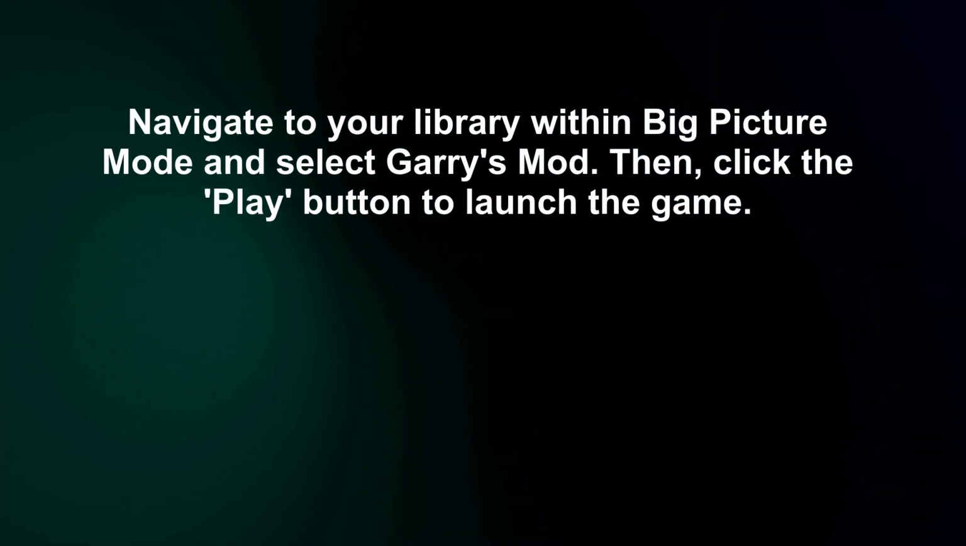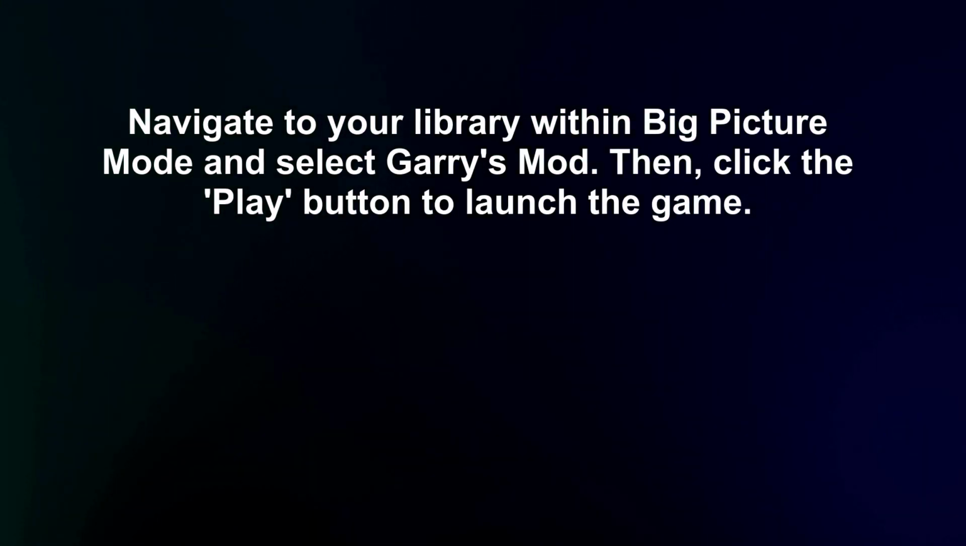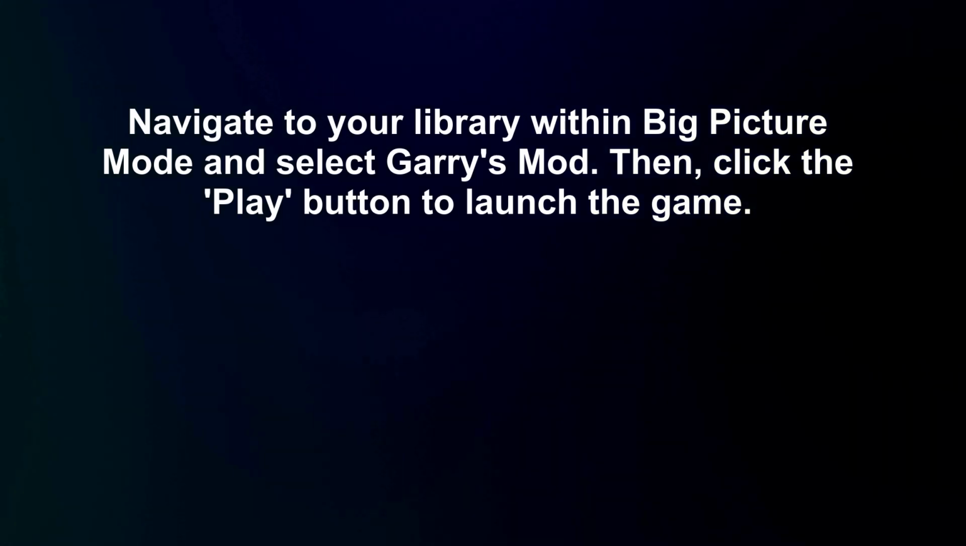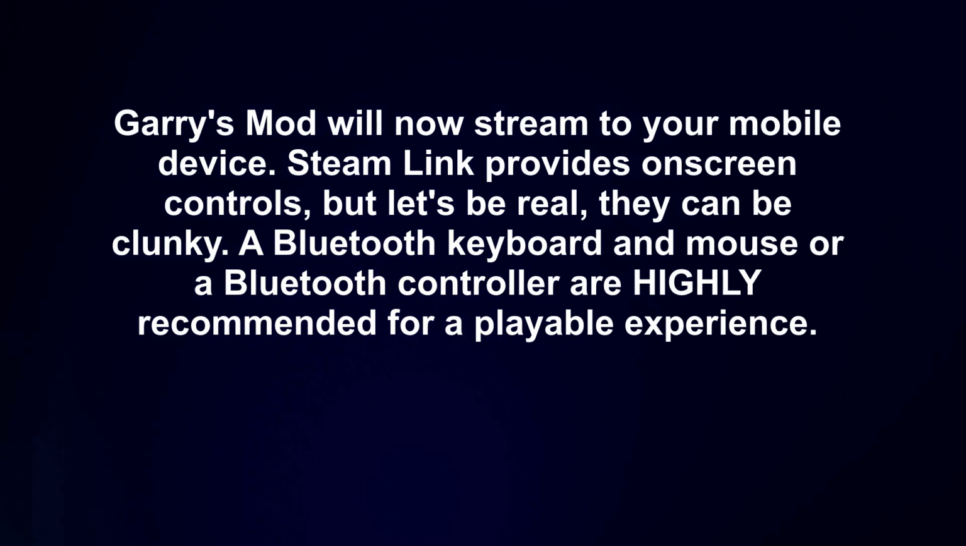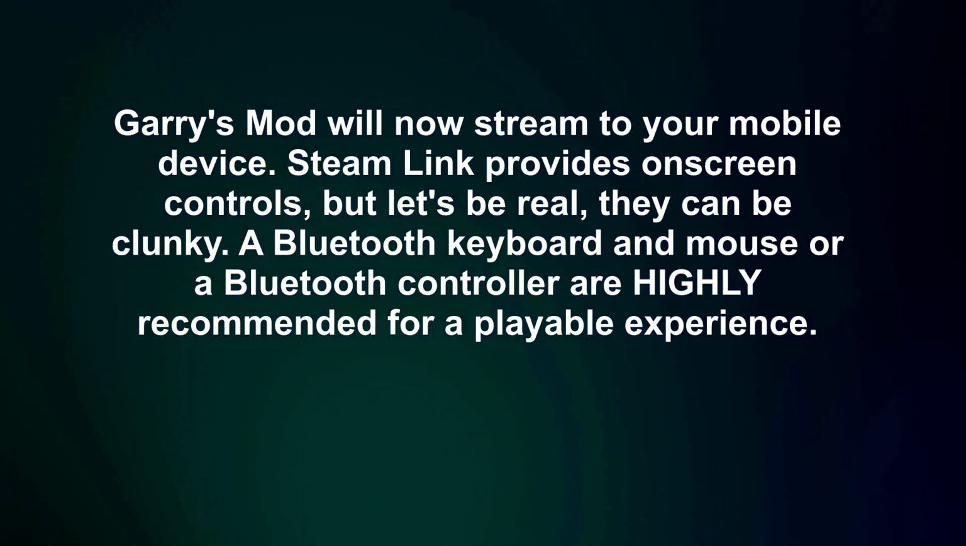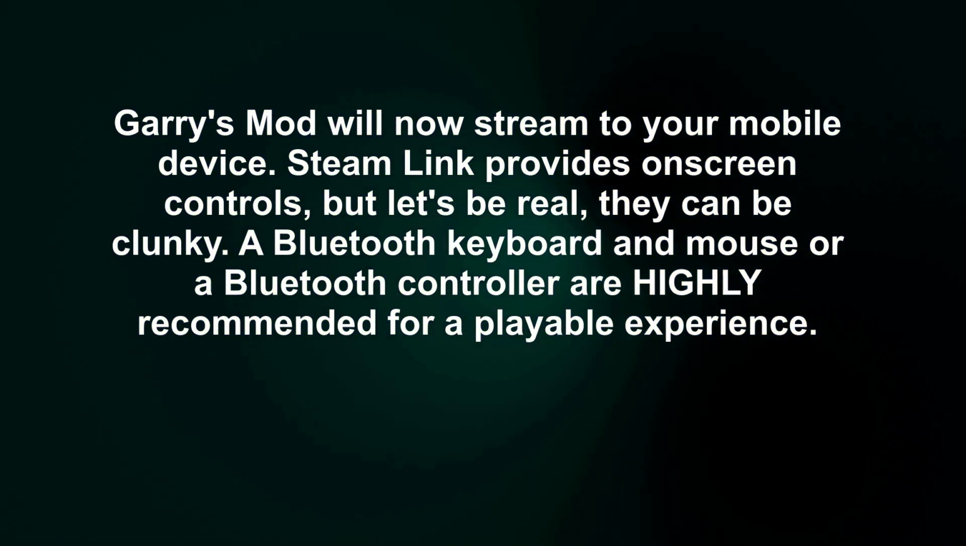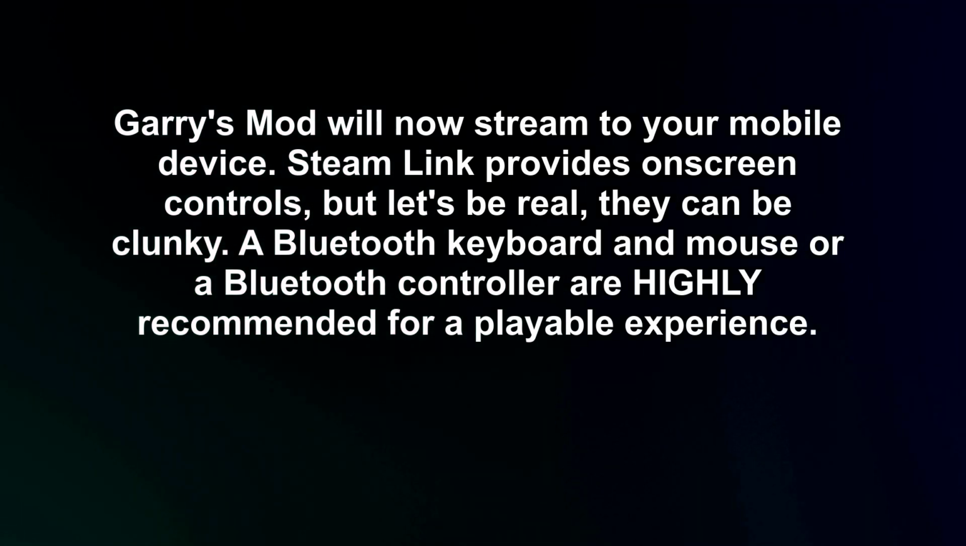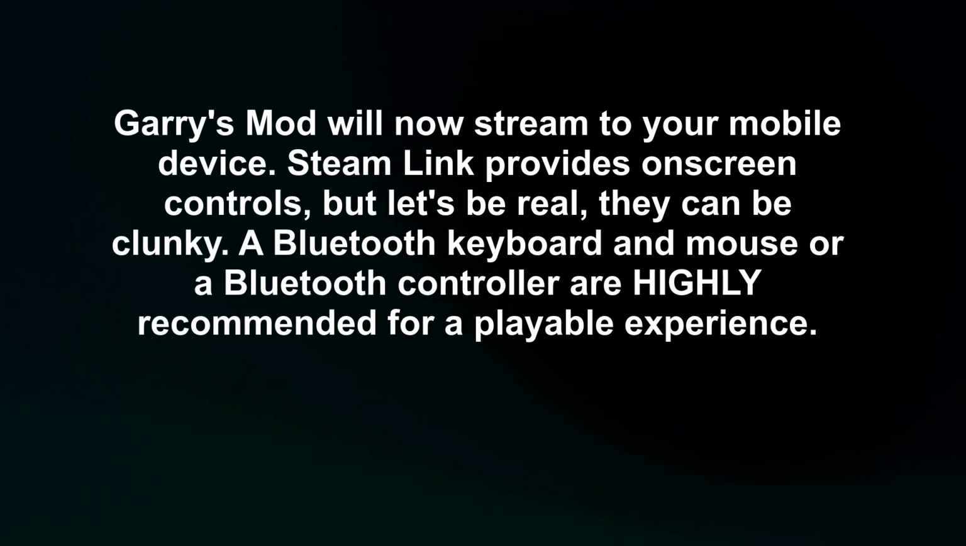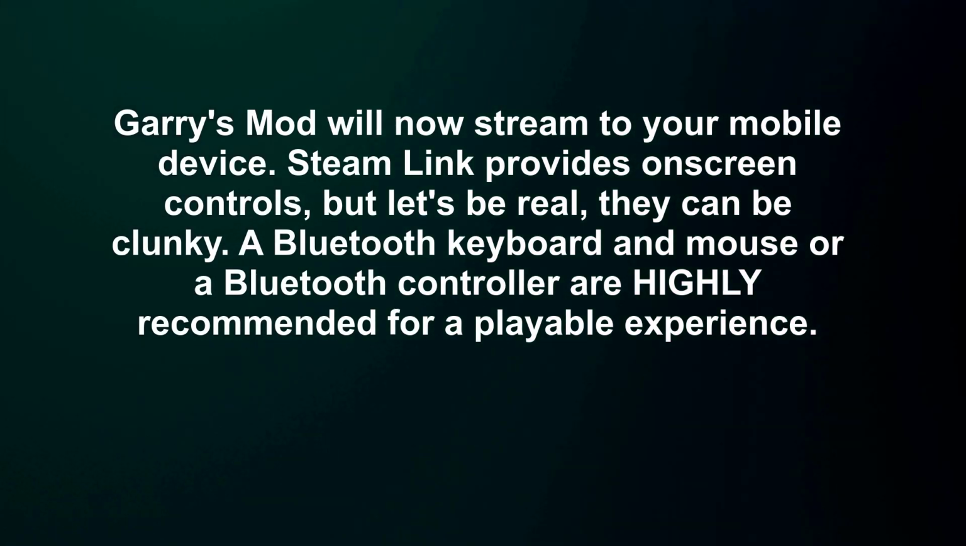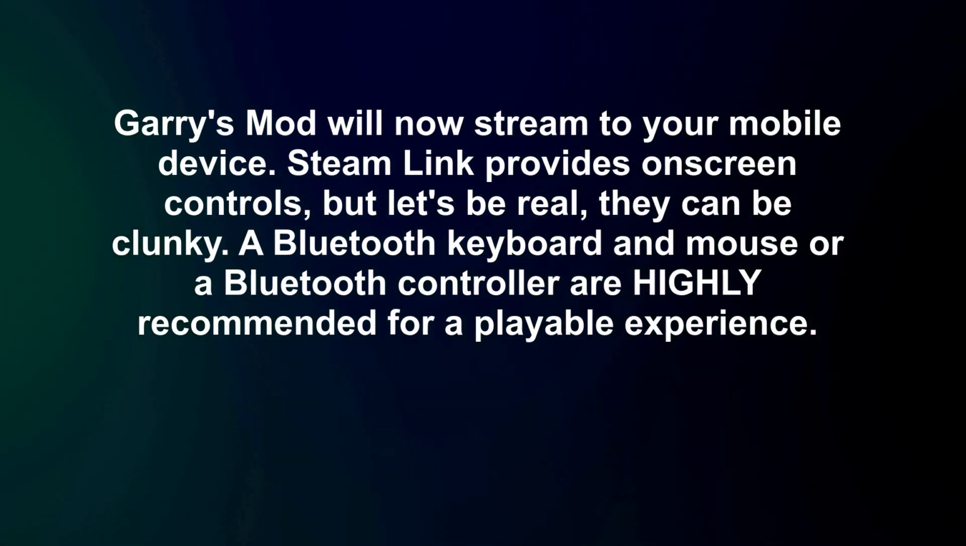Navigate to your library within Big Picture mode and select Garry's Mod. Then, click the play button to launch the game. Garry's Mod will now stream to your mobile device. Steam Link provides on-screen controls, but let's be real, they can be clunky. A Bluetooth keyboard and mouse or a Bluetooth controller are highly recommended for a playable experience.